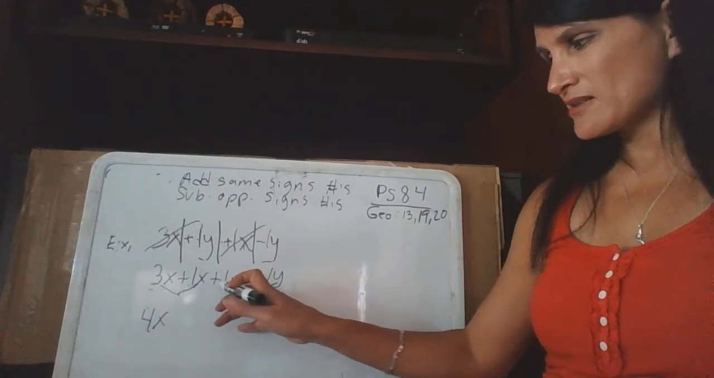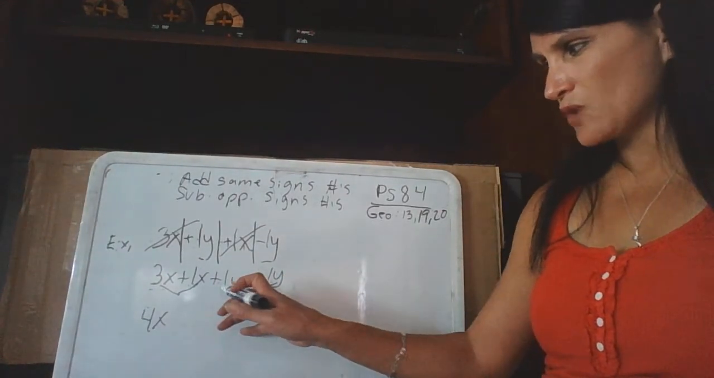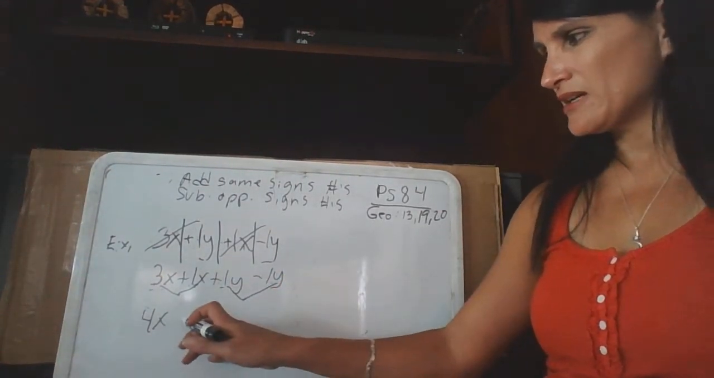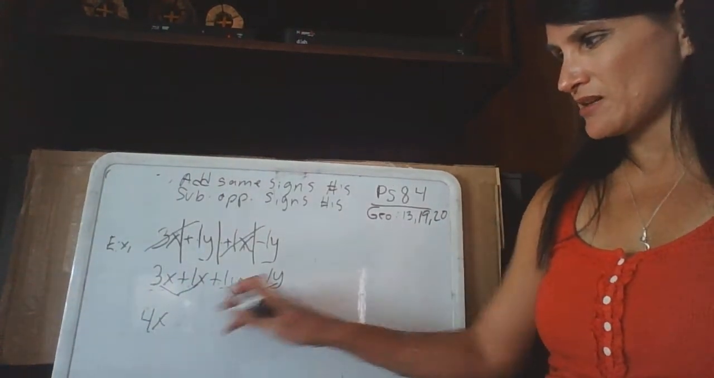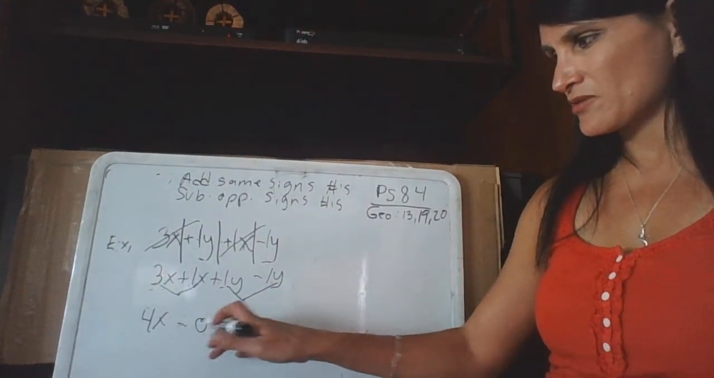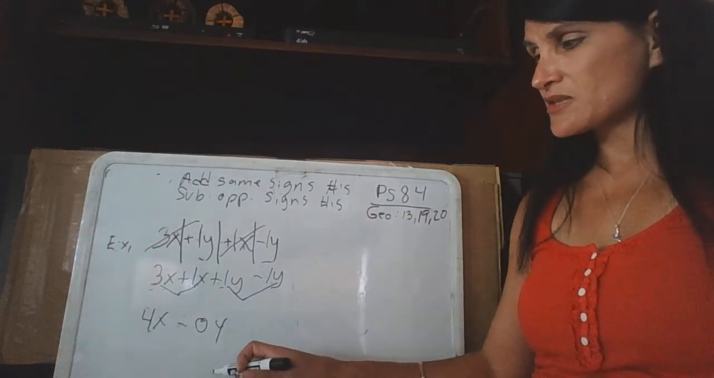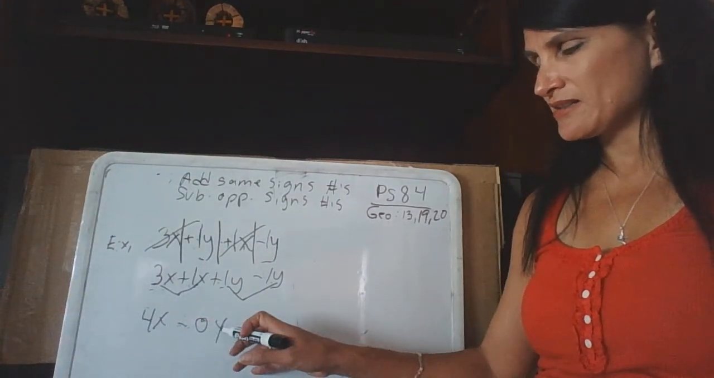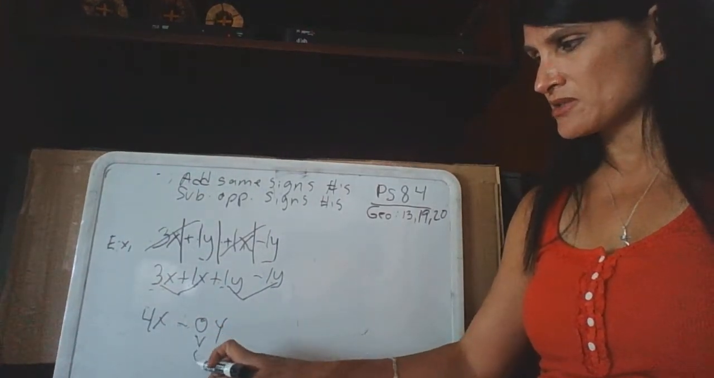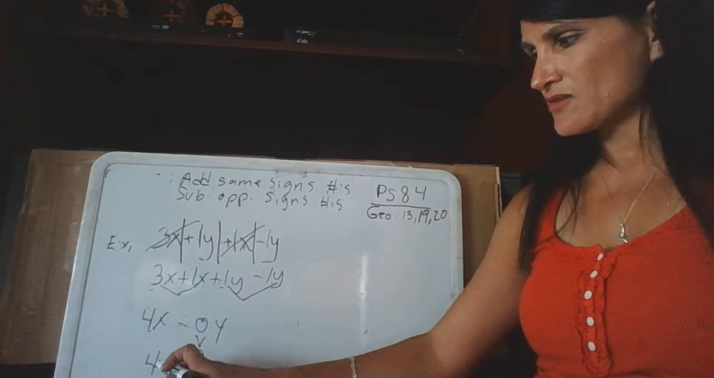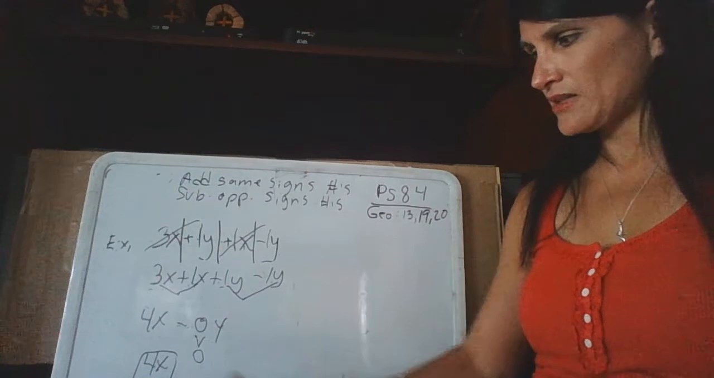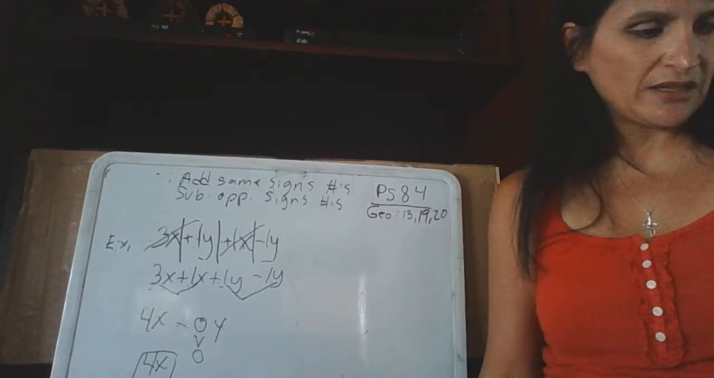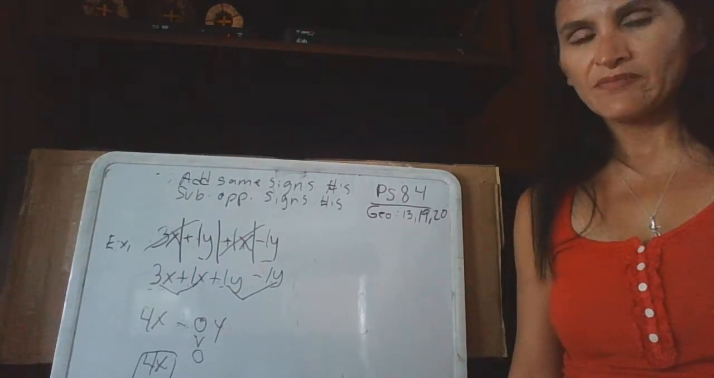And then positive 1 minus 1 would be negative, actually, because opposite signs would give 0y. And since we know that 0 times anything is 0, this becomes 0. So our answer is 4x only. So 4x would be the answer, and that is simplified.